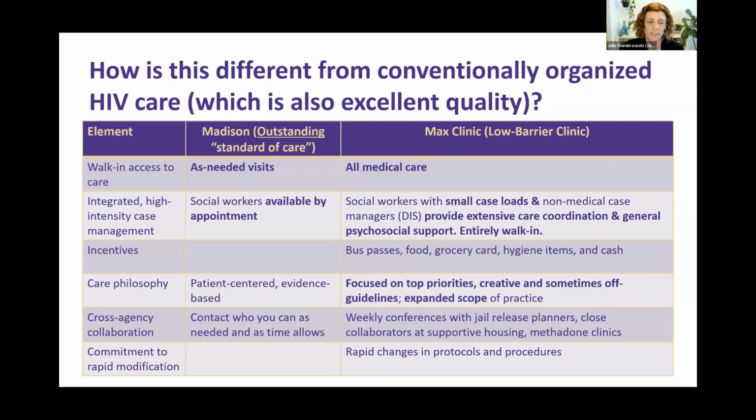The care philosophy for low barrier care, I would say, is there's an excellent standard of care in both clinics. In the low barrier clinics, because people often have very complicated lives, a lot of things going on, are in crisis, may or may not be willing to go into the hospital or emergency room, we really have to focus on the top priorities and what's realistic for patients, how many medications they can take. We are often doing off guidelines care and trying to have creative approaches when patients don't want to go or don't want to stay in the hospital. Cross-agency collaboration, again, just more intensive in low barrier care, and this model requires constant tweaking and adjustment.